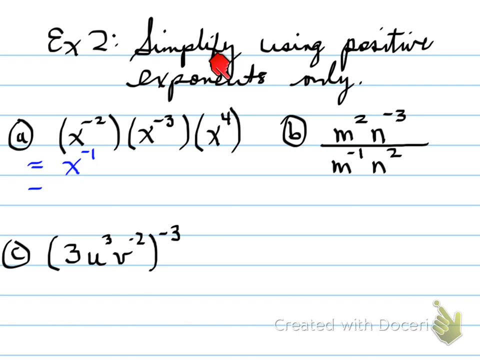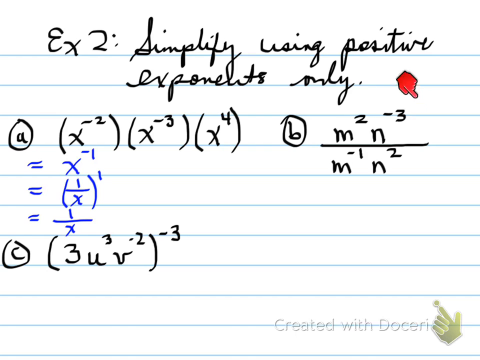Question wants positive. So how do I make this a positive? Remember that a negative exponent means flip the base. So I flip it, and it comes to the power of positive 1. 1 over x to the power of positive 1 is just, sorry folks, is just 1 over x. Let's go on to part B.